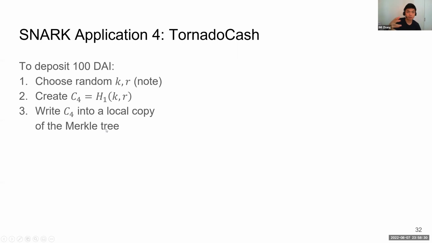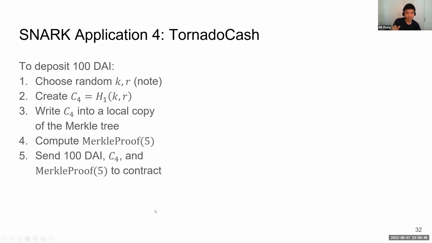We're going to then put our new coin, C4, into our local copy of the Merkle tree. So remember that Merkle tree we had a moment ago, which had 3 coins in it. We're going to put coin 4 in the next position in the Merkle tree. We're going to then compute not the Merkle proof of our position in the tree, but the Merkle proof of position 5, which is the next empty position of the tree. And then we're going to send our 100 DAI, we're going to send our coin, and we're going to send this Merkle proof that we've built to the Tornado Cash smart contract.